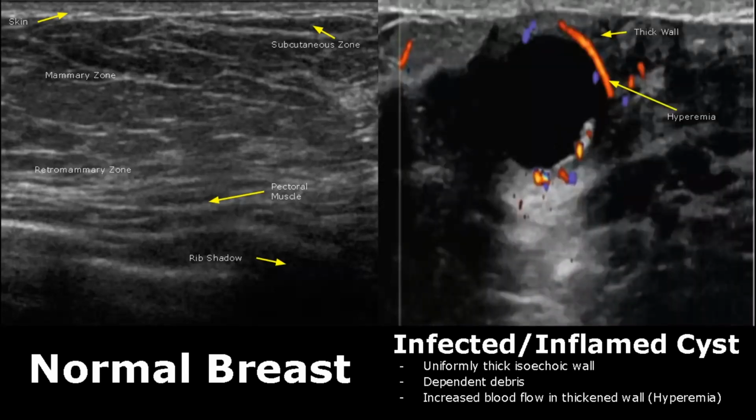Another feature is seen on Doppler. It is the presence of increased blood flow in the thick wall.